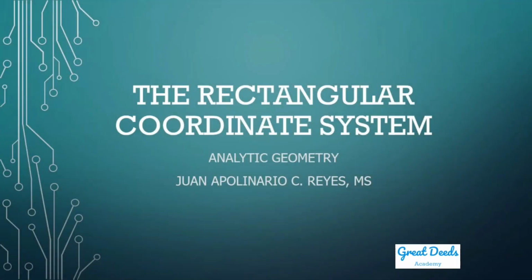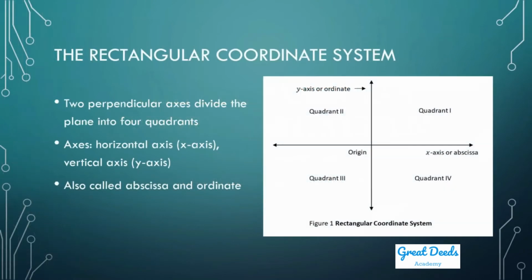Welcome to my first lecture in analytic geometry. I will talk about the rectangular coordinate system. The rectangular coordinate system is a system to give coordinates to a point that lies on a plane.